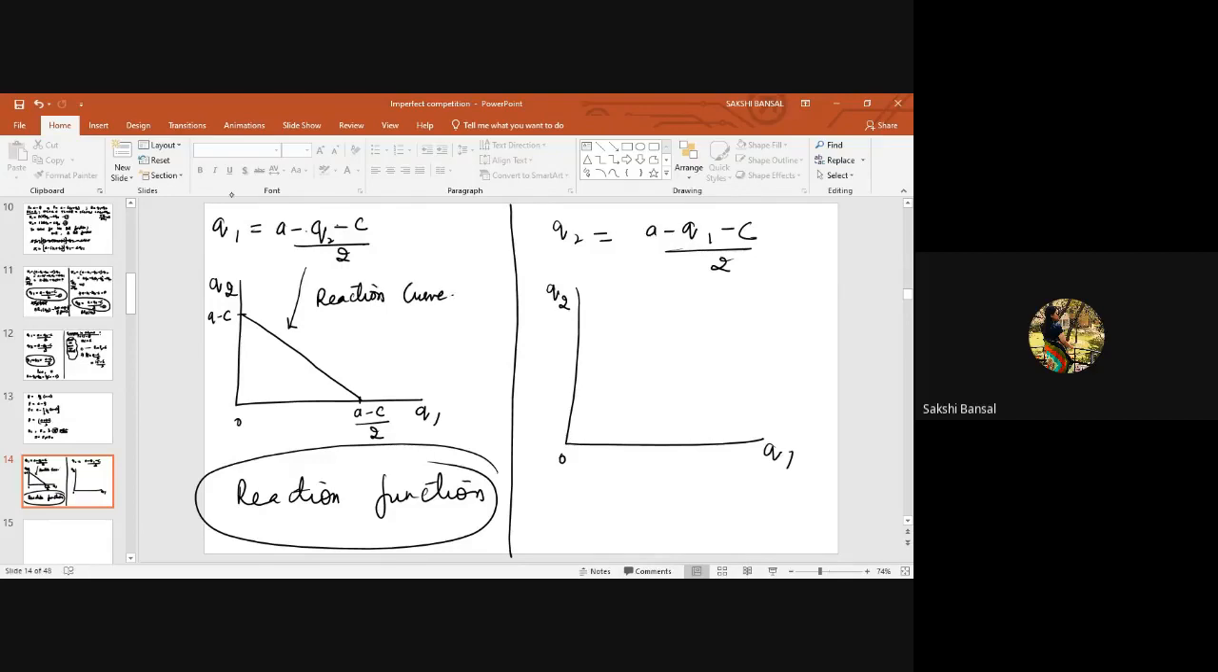Similarly, as I told you, this is the best response function of firm 1 when I'm keeping Q2 as constant. So I can write this is the best response function of firm 1. Similarly, I need to calculate the best response function of firm 2.